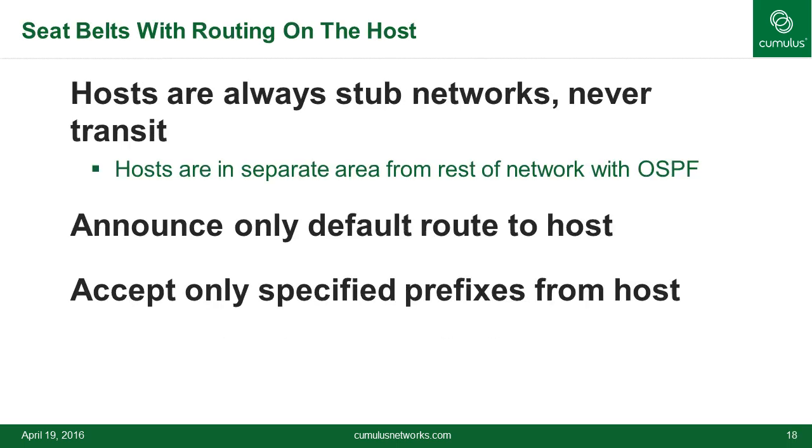Of course, you have to do some seat belts with routing on the host. Hosts are always stub networks. You never want them to be transit. So for example, if you are in OSPF, you now make the host essentially stub networks. In case of BGP, you only announce the default route to the host. There's nothing really going on the host. And you only accept specified prefixes from the host.